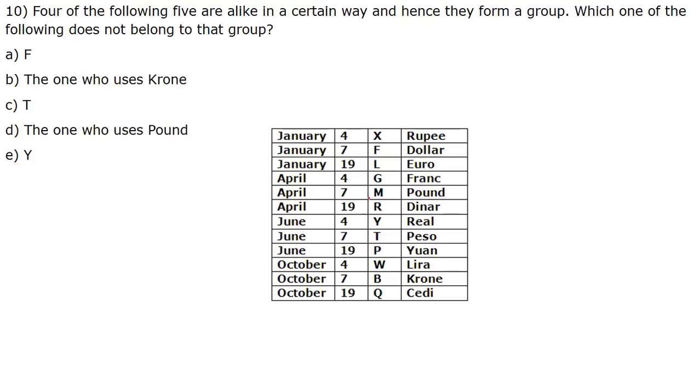Okay, F. So F is here. The one who uses krone. So krone is here. Okay, this is also done. T. T is here. Okay. The next one, the one who uses pound. Pound is also here. Okay. Y. So Y is here. See here, if you look at the similarities in the first four, these four persons are on 7th. So F is on 7th, pound is on 7th, T is on 7th, krone is also on 7th. So Y is not on 7th, Y is on 4th. So therefore our answer should be Y.